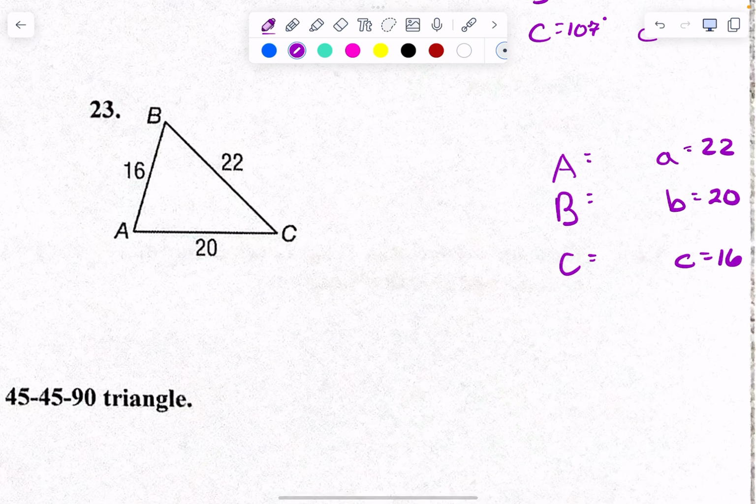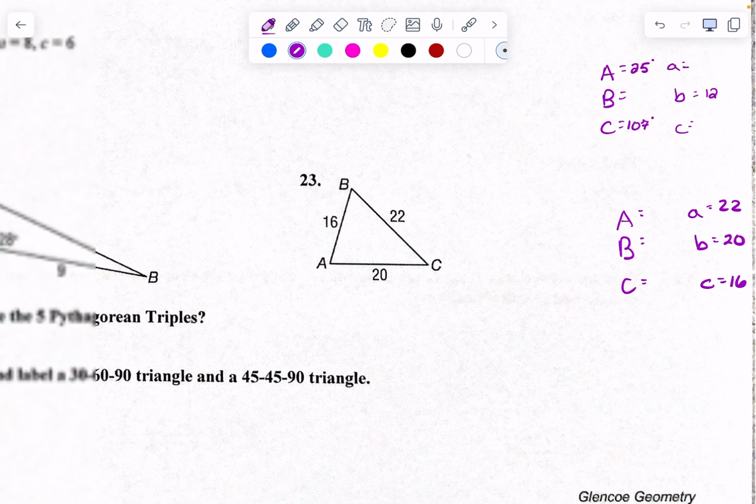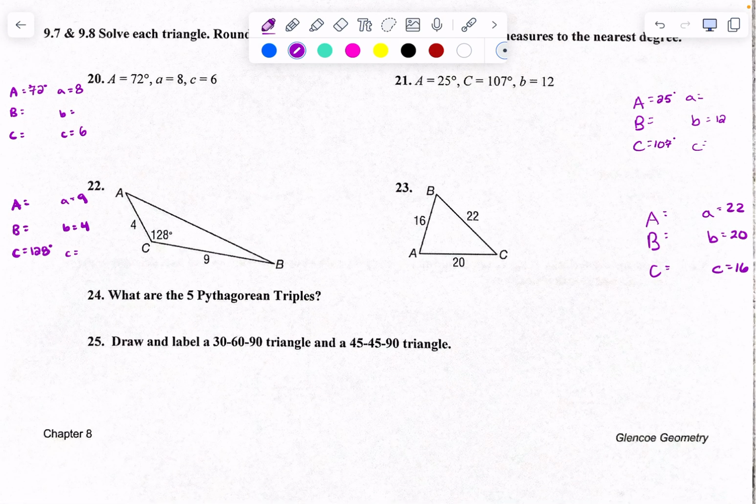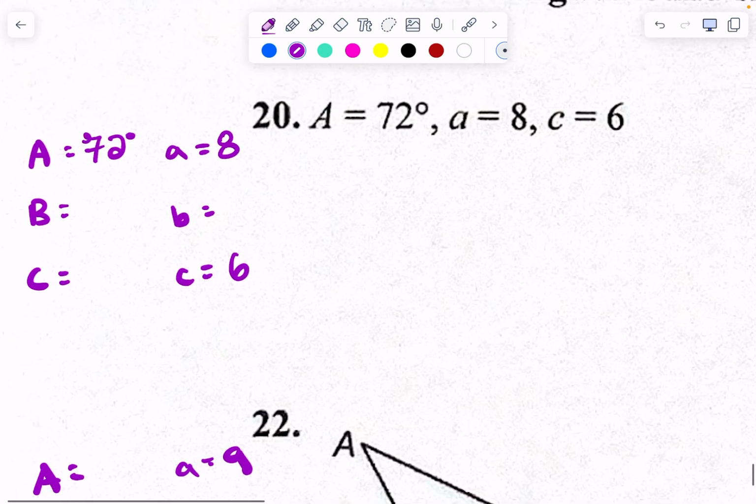23 is the hardest it gets. 22 is kind of nice. Did you get them all written down? Then let's talk strategy. Let's figure out on each one where we're going to start.